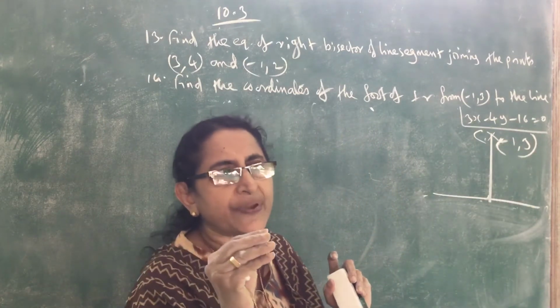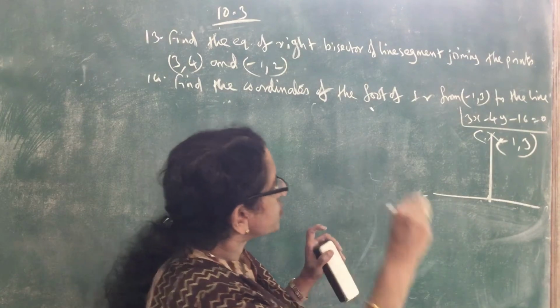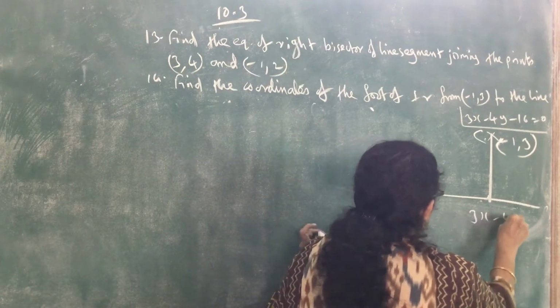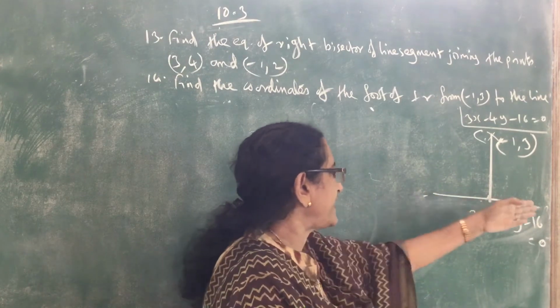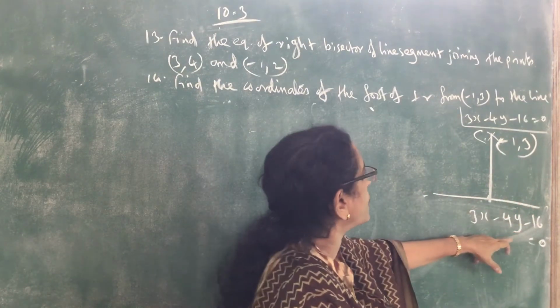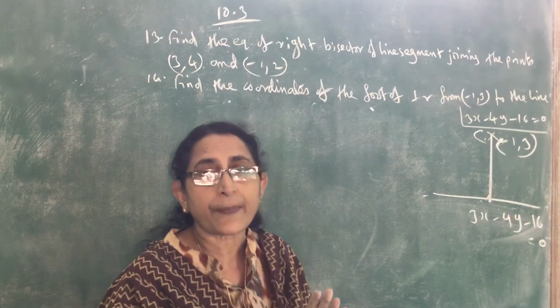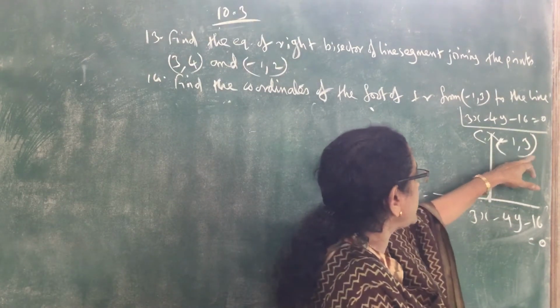Find the foot of the perpendicular from (-1, 3) to the line 3x minus 4y minus 16 equal to 0. So this is the line 3x minus 4y minus 16 equal to 0. We have to find the foot of the perpendicular from (-1, 3) to the line.